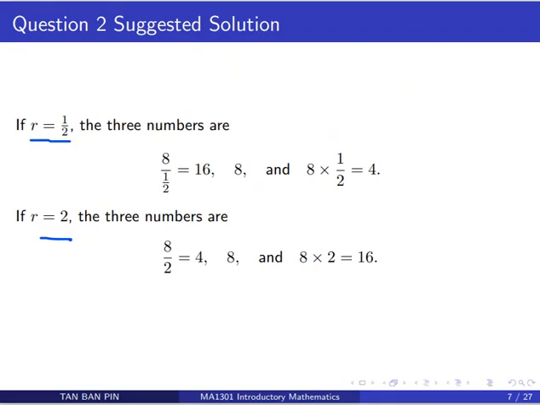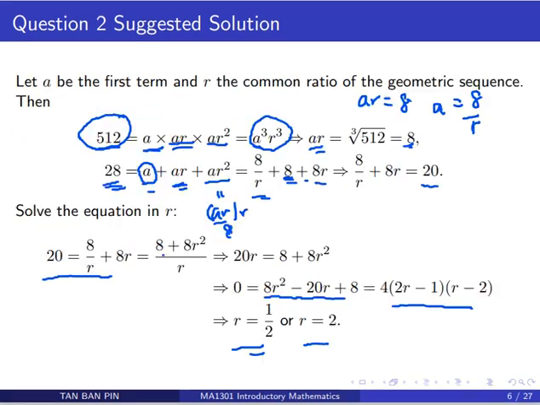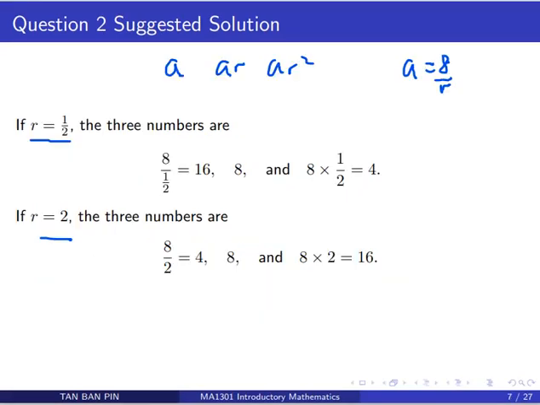The numbers are A, AR and AR squared, right? And A is 8 over R in the equation, right? That's how we have the equation. From the equation, you know that A is 8 over R. So which means to find the first term, you just take 8 divided by R. So you just take 8 divided by half, so you get 16. Here you take 8 divided by 2 because R is 2.